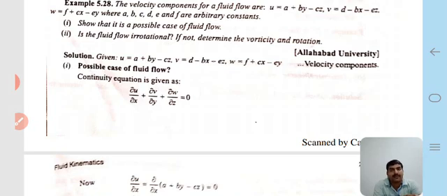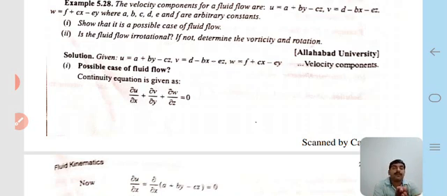Therefore we calculate, first, show that it is a possible case of fluid flow. Second, is the fluid flow irrotational? The question is asking whether the flow is irrotational or rotational. If not, then determine the velocity, vorticity and rotation. If the flow is not irrotational, then we calculate vorticity and rotation in that type of question. Therefore, the given example we solve, and we come to the solution part.